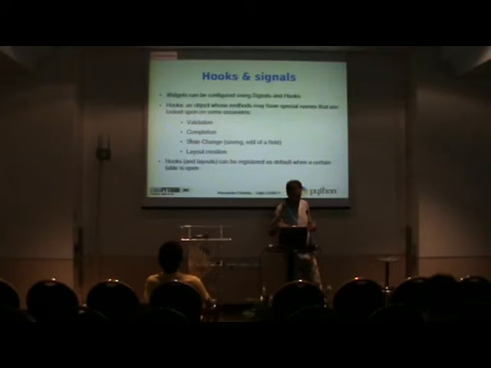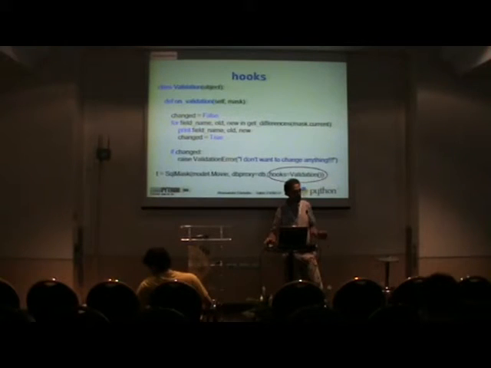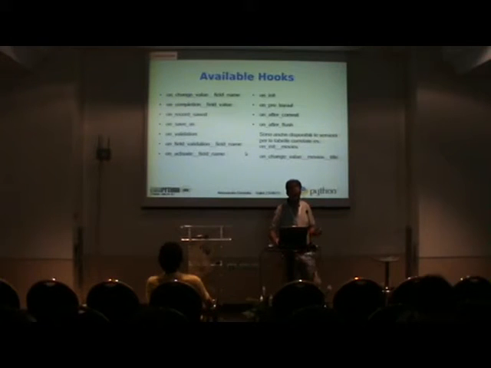I tried to hurry up a little bit. I provided a mechanism of hooks and signals so that you can configure any widget in a simple way in many different places, like validation, completion, state change, layout creation. Hooks are something like this: a simple object where you create one method that has a specific name that is tested. If it is present, it will be run. And for example, you can say validation change false for these fields. If there are some differences, raise a validation error. I don't want you to change anything, and you won't change anything. There are a lot of hooks here.